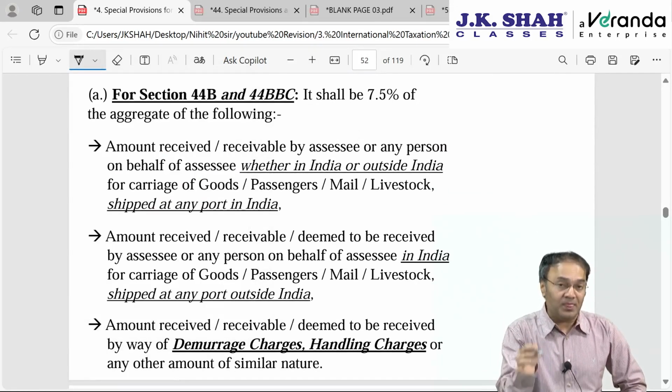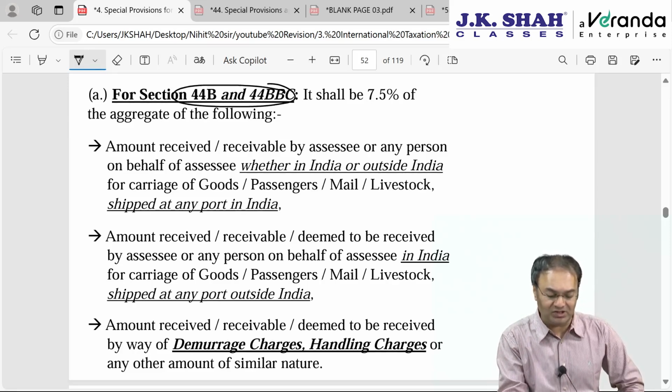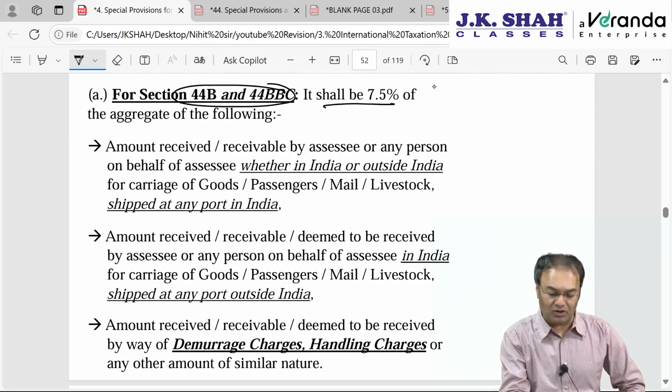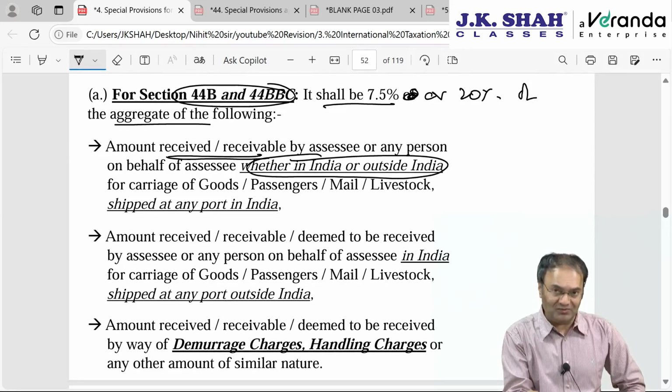Now in legal language, in a technical way, what exactly they have mentioned for 44B and 44BBC. For these two sections, it shall be 7.5% or 20% of the aggregate of the following: 1, 2, 3. First one says amount received, whether in India or outside India. So here place of receipt is immaterial.